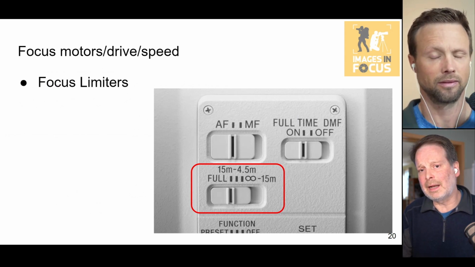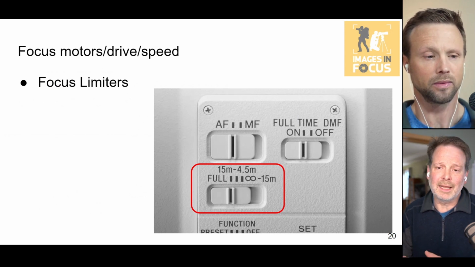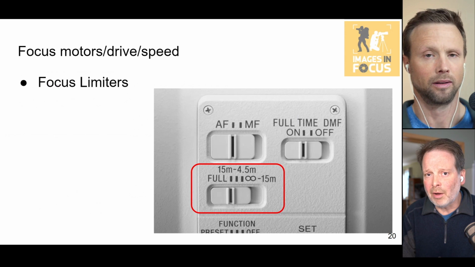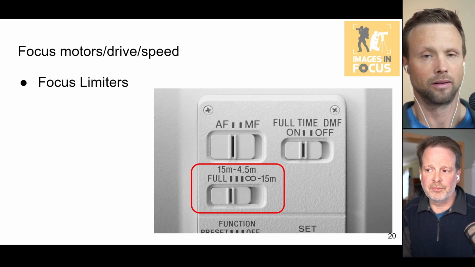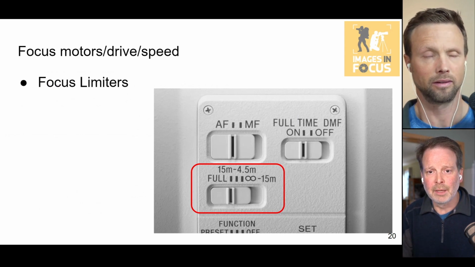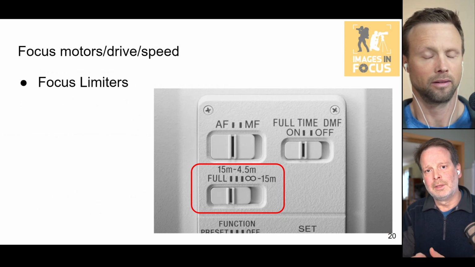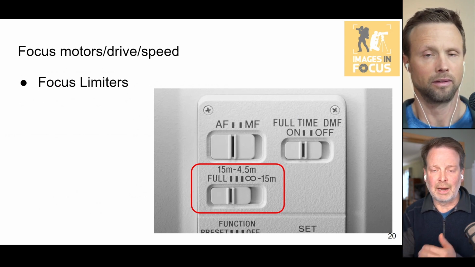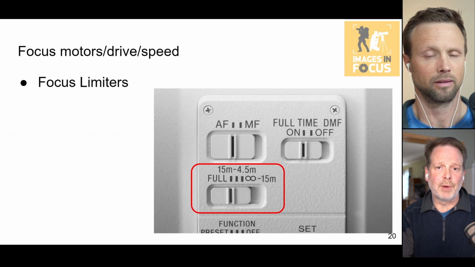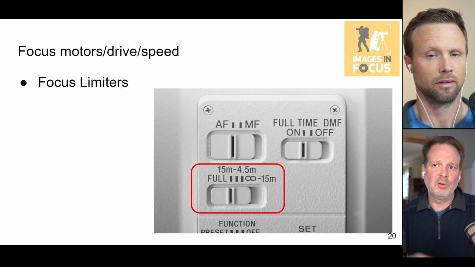And the other thing that I also want to mention briefly, because it's something that you don't see a lot of people talking about, or a lot of people are confused by, is the focus limiters. And that's what this switch is that you're seeing in this graphic highlighted by the red square. What that's doing is limiting the amount of travel that focus has to travel inside the lens when you're trying to focus on something, so that the camera doesn't have to search from subjects that are close to you all the way to infinity.